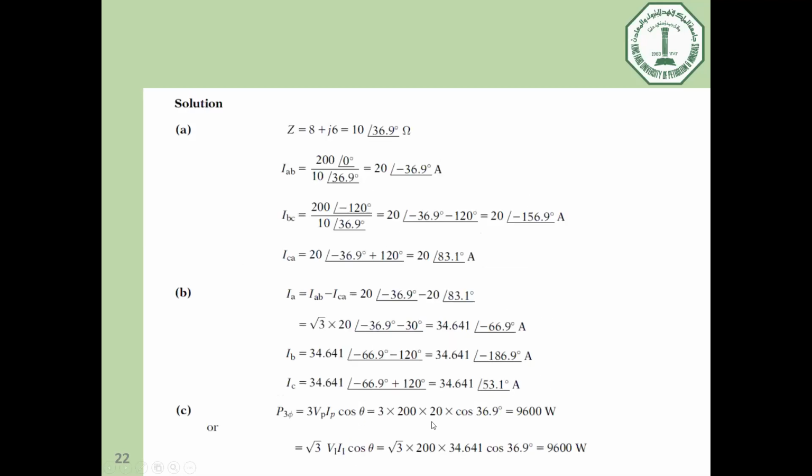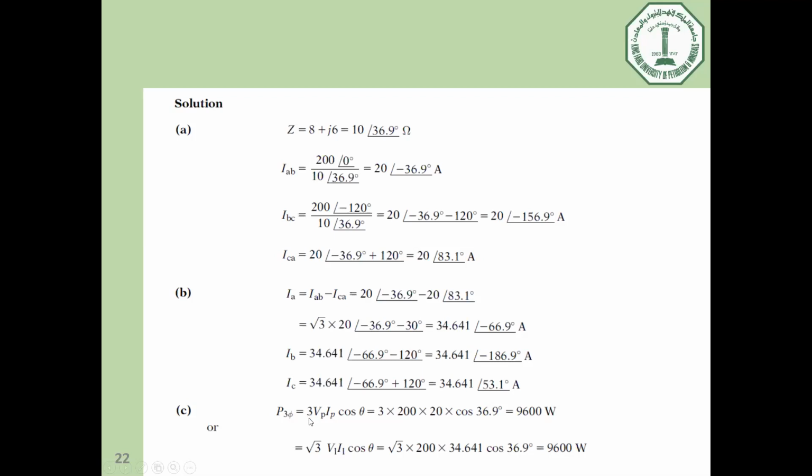So we can say power equals 3 multiplied by VAB, which is 200 volts, multiplied by I phase, which was 20 amps, multiplied by cosine theta. The angle theta of the impedance was 36.9. So simply we can multiply these values and get the value of the three-phase power. Don't forget to multiply by 3. In three-phase, you have to multiply by 3.